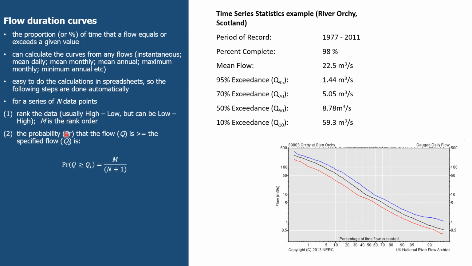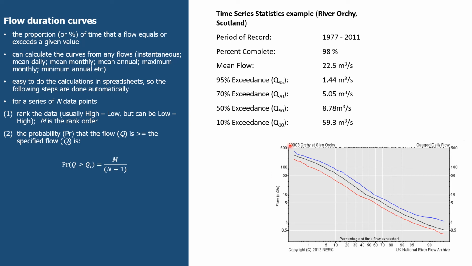And then the probability, P_R, that the flow is at least, in other words, greater than or equal to a specified flow, probability that Q is greater than or equal to Q_i, is equal to m, the rank, divided by n plus 1, where n is the number of data points. Those calculations are all done, and you produce the flow duration curves.